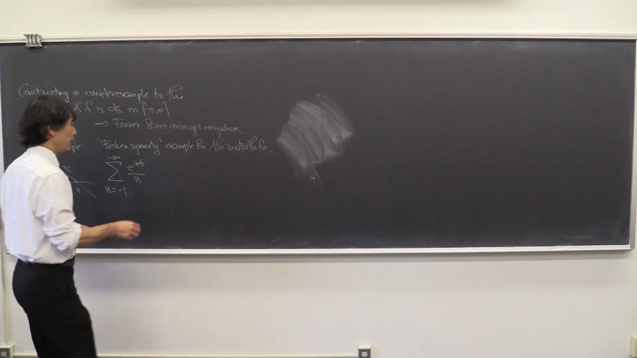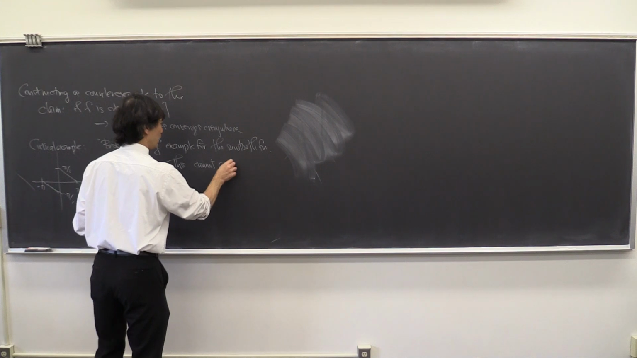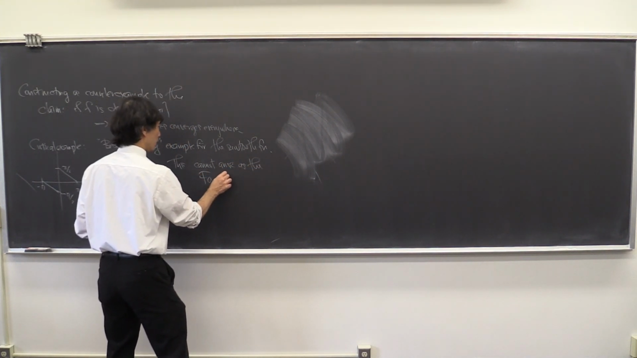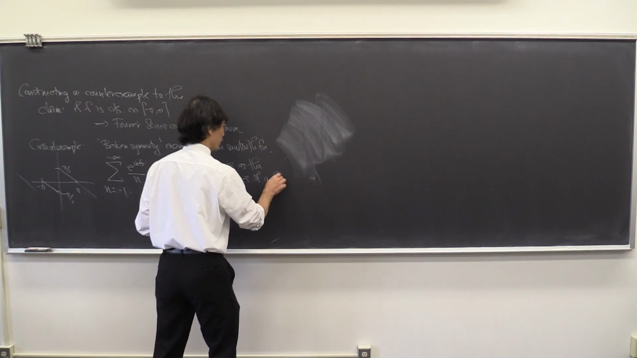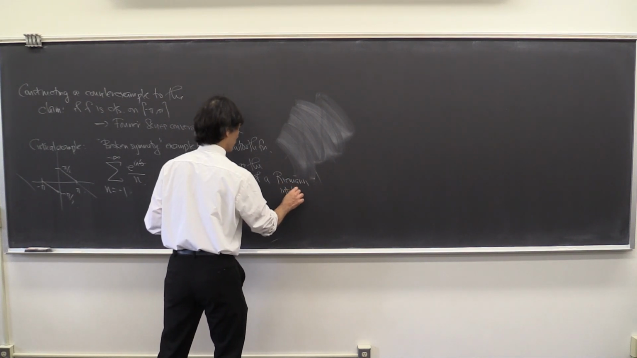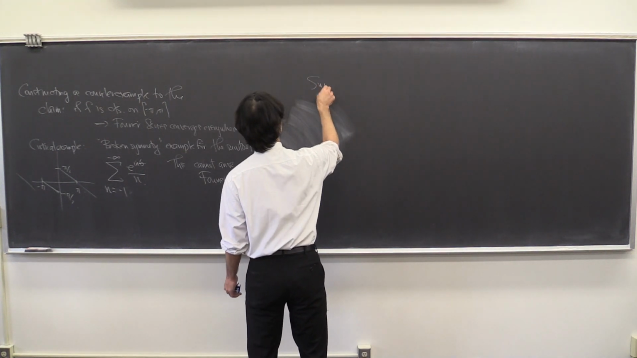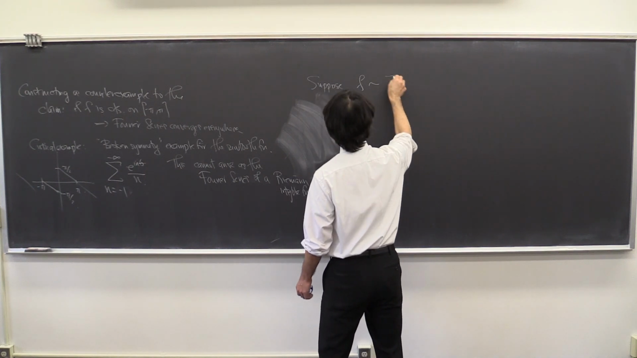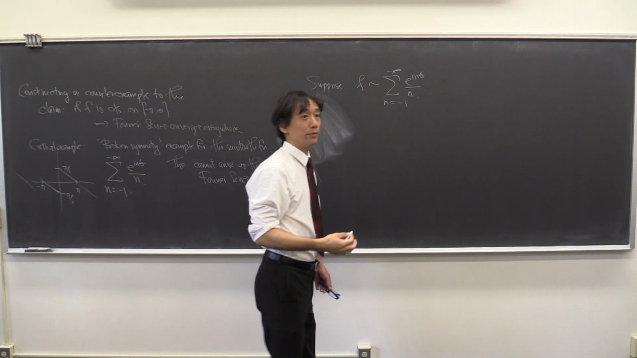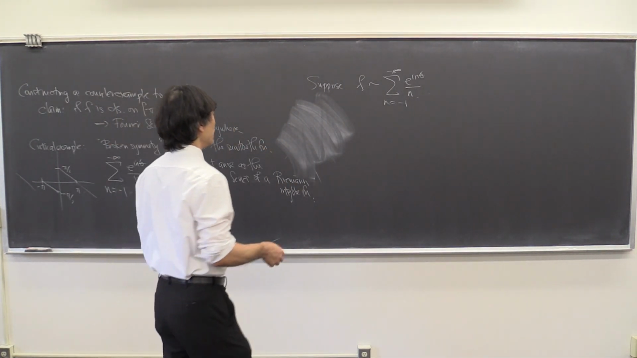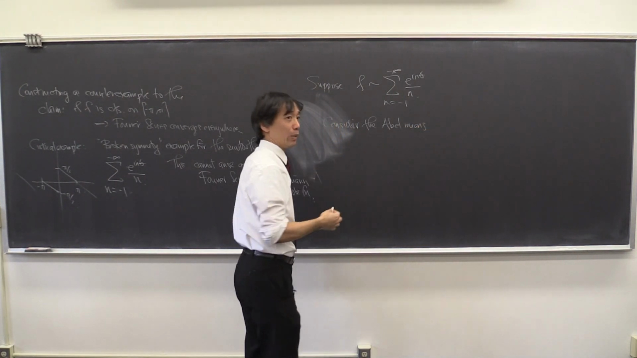So the first thing we're going to see is that this cannot arise as the Fourier series of a Riemann integrable function. And the reason is, well, suppose it does. Suppose you have a Riemann integrable function that has this thing as its Fourier series. Well, in that case, consider the Abel means of the partial sums of the Fourier series.